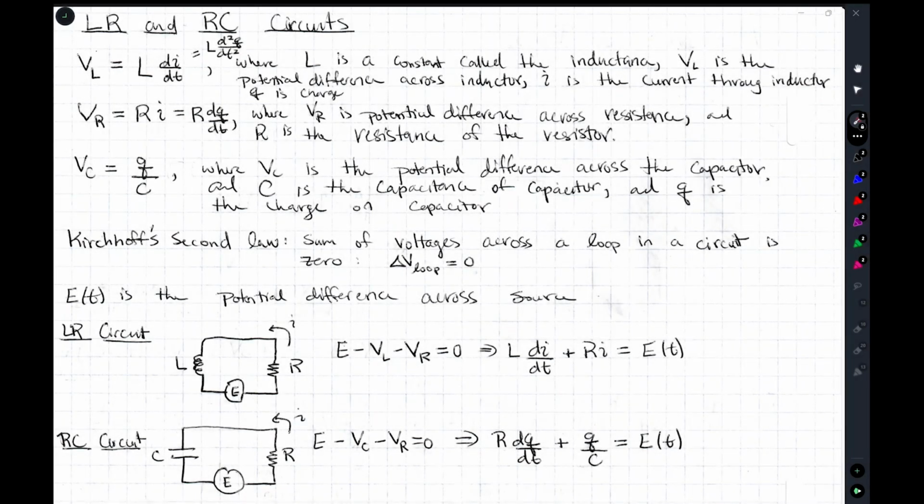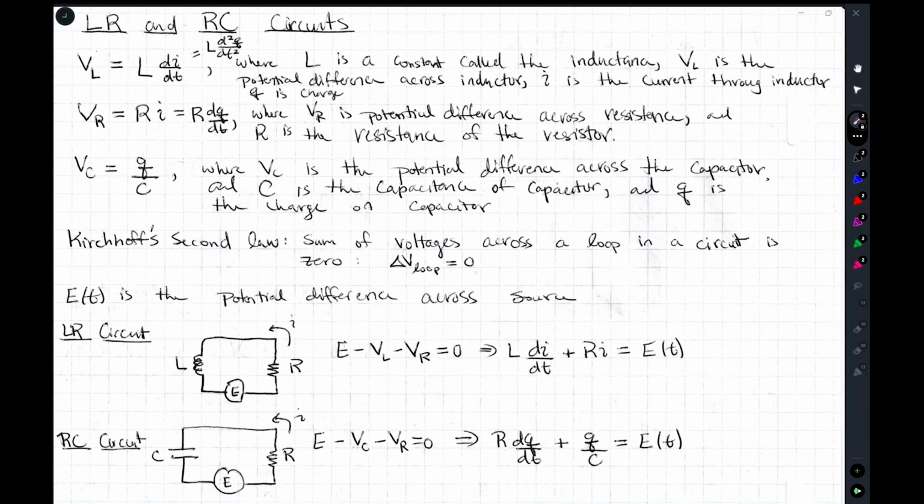One application of first order linear differential equations for modeling is LR and RC circuits. L stands for inductor, R is resistor, and C is capacitor. We don't look at LRC circuits, which would require a second order differential equation to model. So we'll focus on either LR or RC because they're first order.